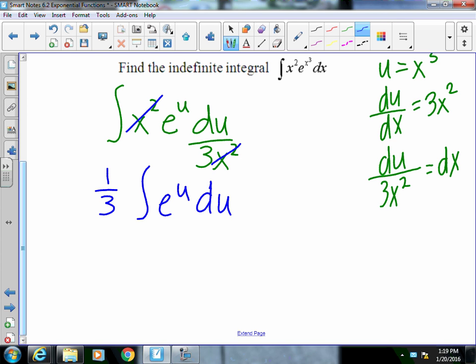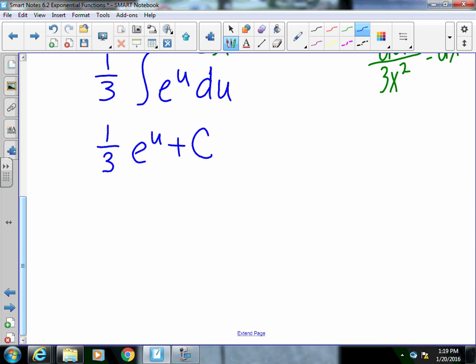At this point, we can antiderive. And the antiderivative of e to the u is e to the u. Indefinite, so we need a plus c, but we can't leave a u in our answer, so really we've got 1/3 e to the x cubed plus c as our answer.